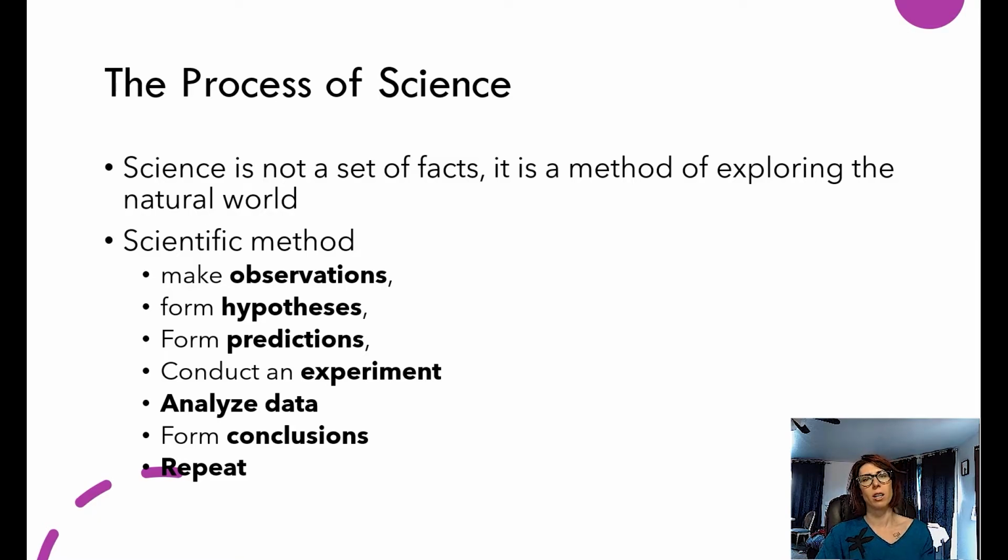You say, well, my hypothesis was supported by my data. My prediction came to fruition, or my hypothesis was rejected by my data. My predictions did not come to fruition. Okay. And then you repeat. If your hypothesis was rejected, move on to a new hypothesis and test that. If your hypothesis was supported, you might think, well, what were the flaws in my experiment? Does it happen every time, or was it a fluke? And you just repeat.